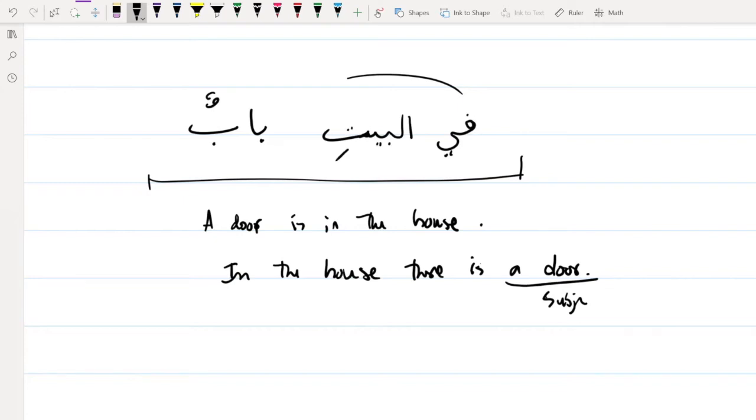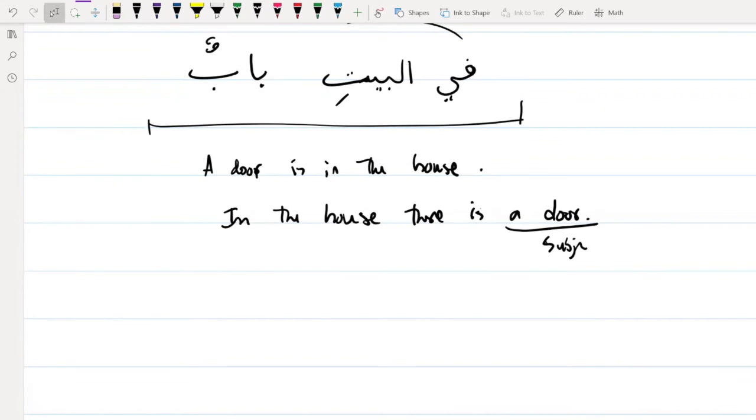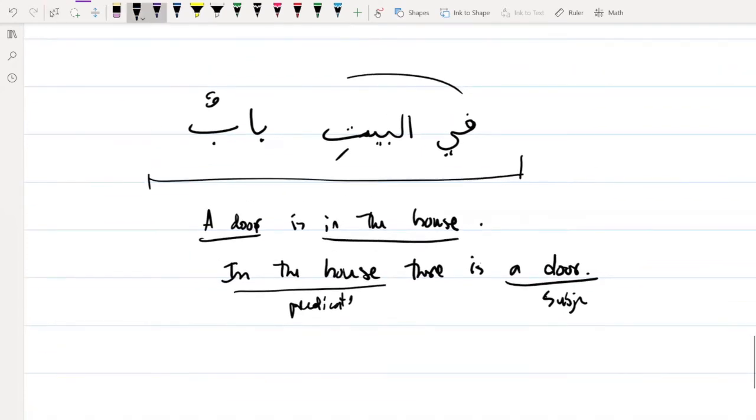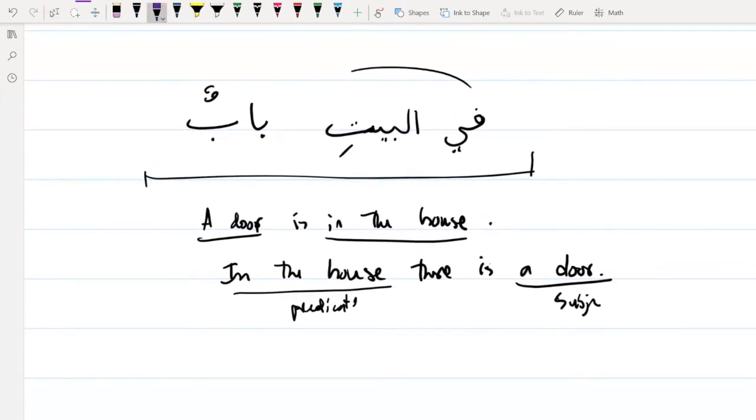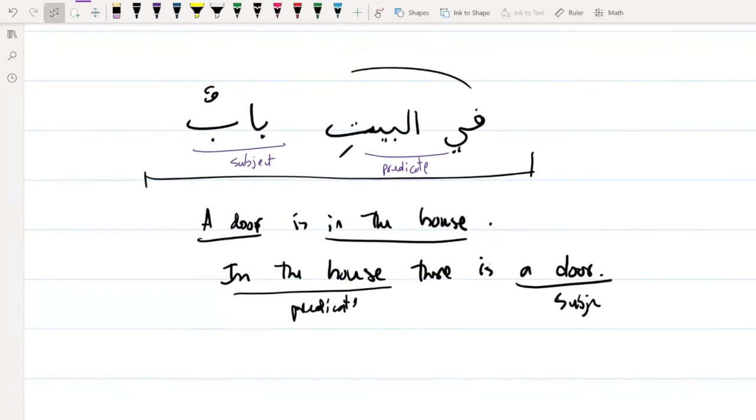Okay, now, so the door is the subject, okay? This is your subject, right? And in the house, it's your predicate. So what's going on here? In Arabic, it would be the same thing. The ba is subject, and fil baiti is predicate. These are special words for this kind of sentences called shibh jumla, which I'll learn about later. But I just wanted to show the sister's point.